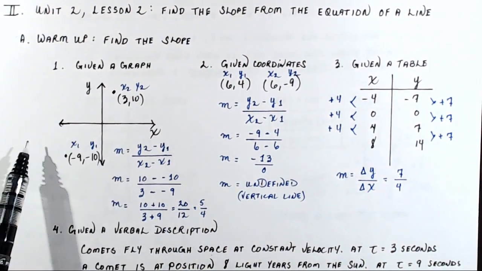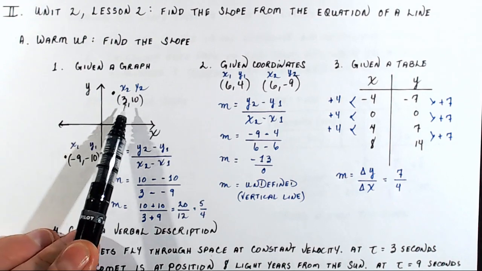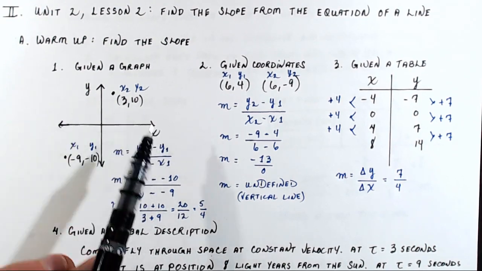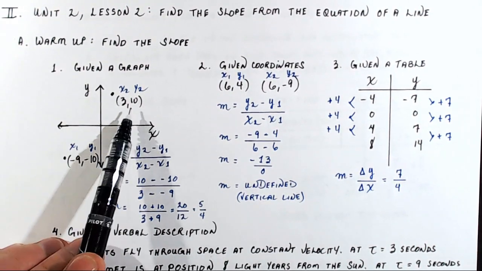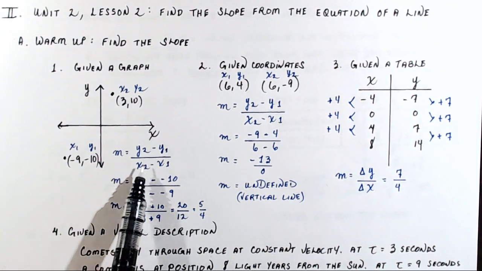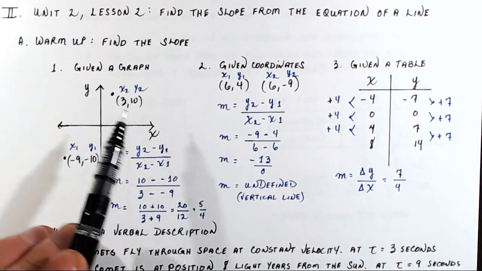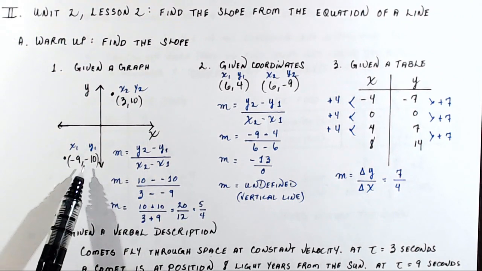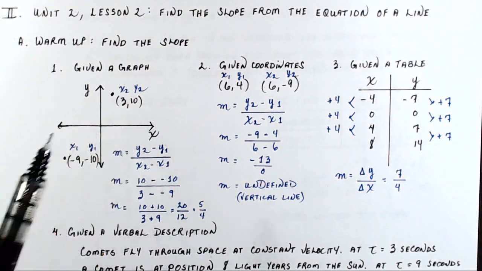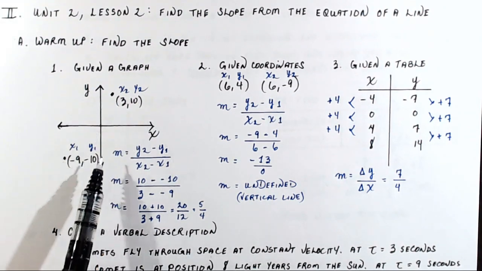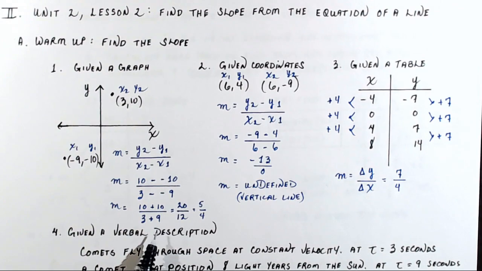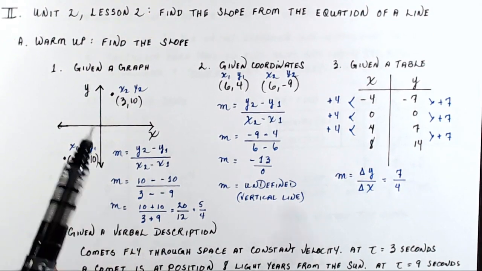When you're given a graph, you either have to find the coordinates by using your eyesight, or they'll be given to you, and then you just plug them into the slope formula, y2 minus y1 over x2 minus x1. And you see in this graph we have (-9, -10) and (3, 10). So step one is to label the points, plug them into the formula, and you get 5/4.